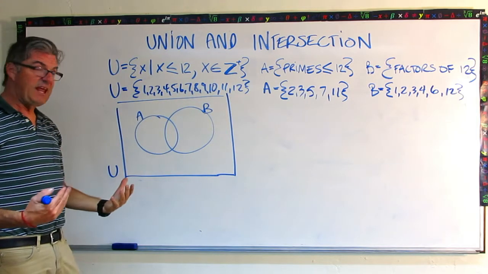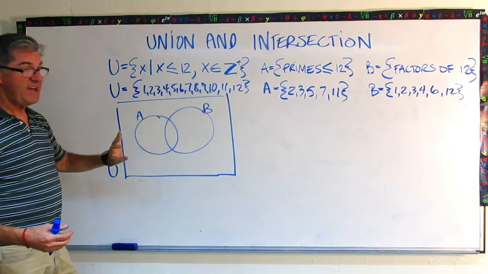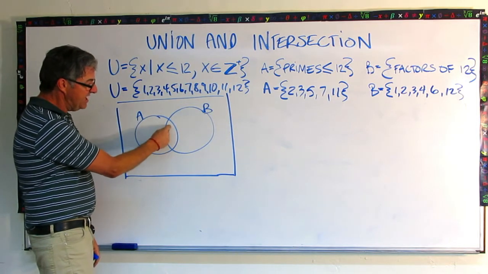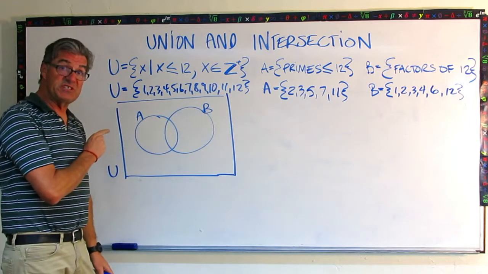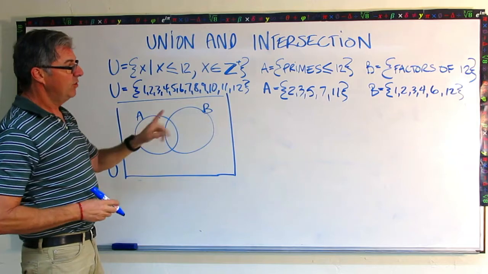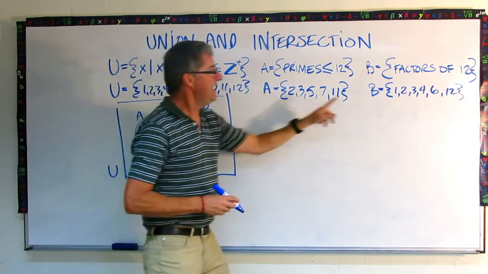Now, if you remember from the last example, when you fill in a Venn diagram, it's sometimes easiest to work from the inside out. So that's this area here. This is the intersection of both A and B. So what numbers are in both A and B?